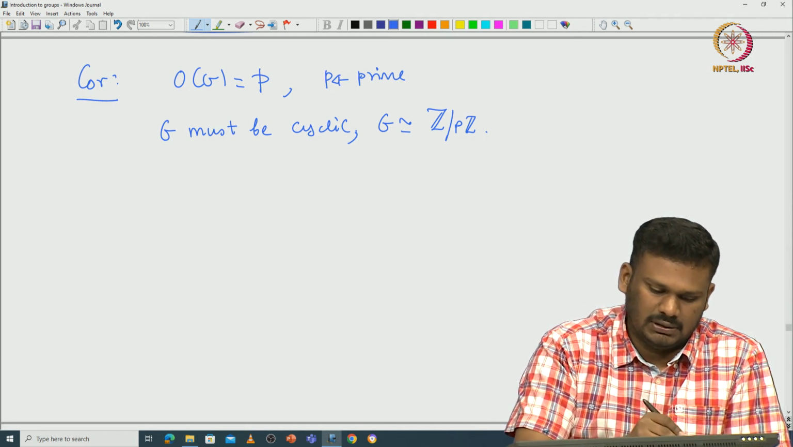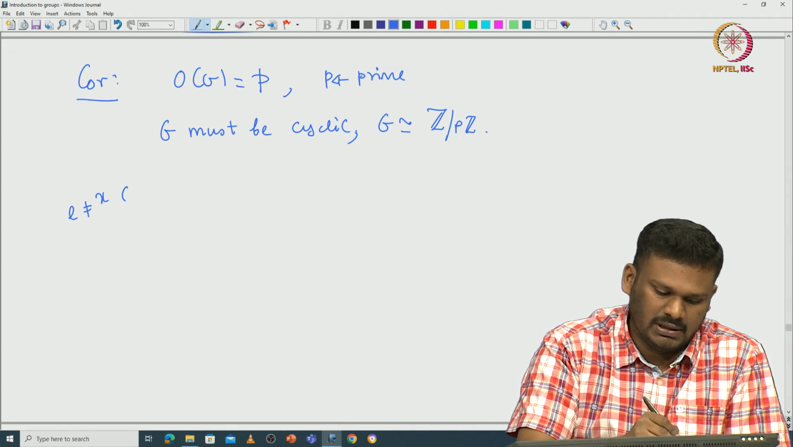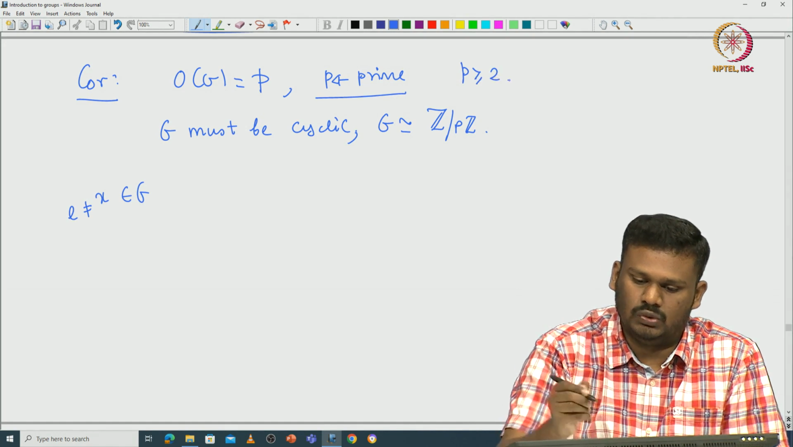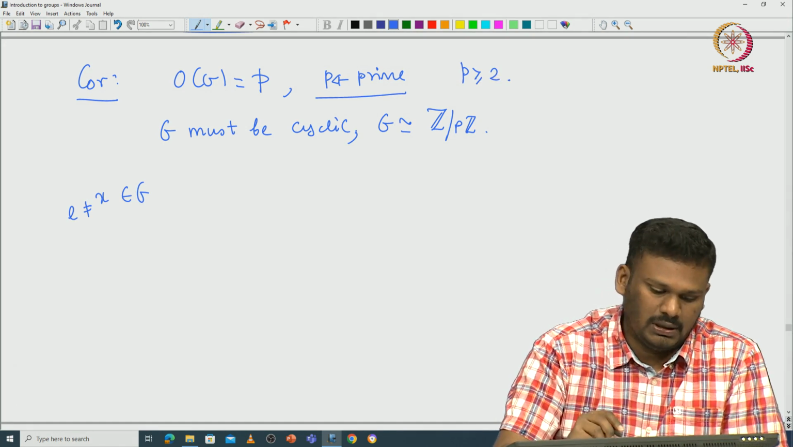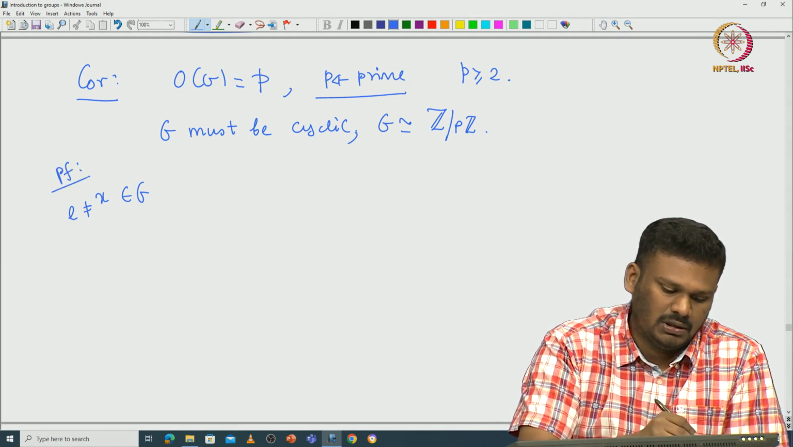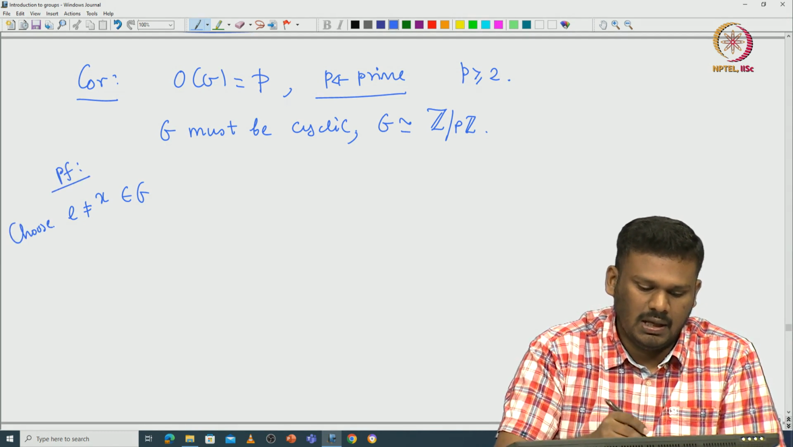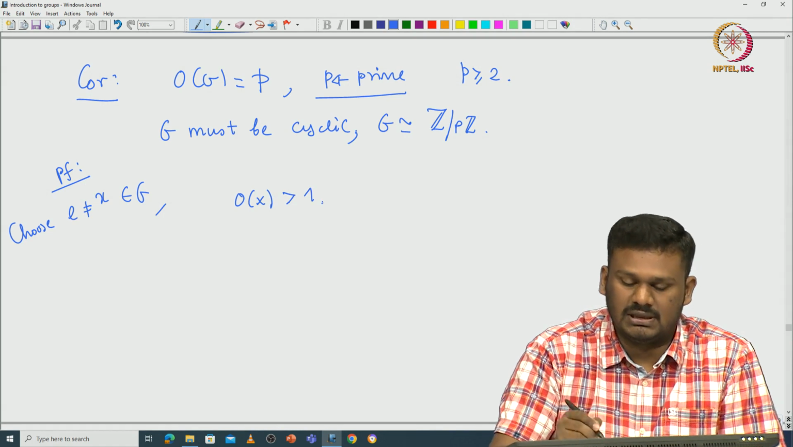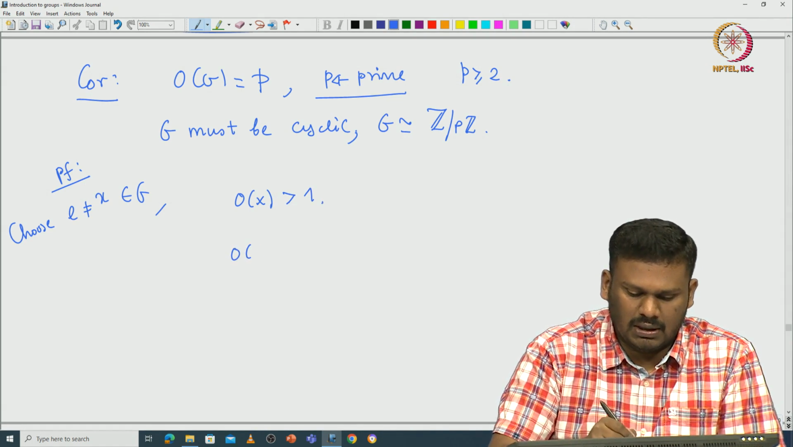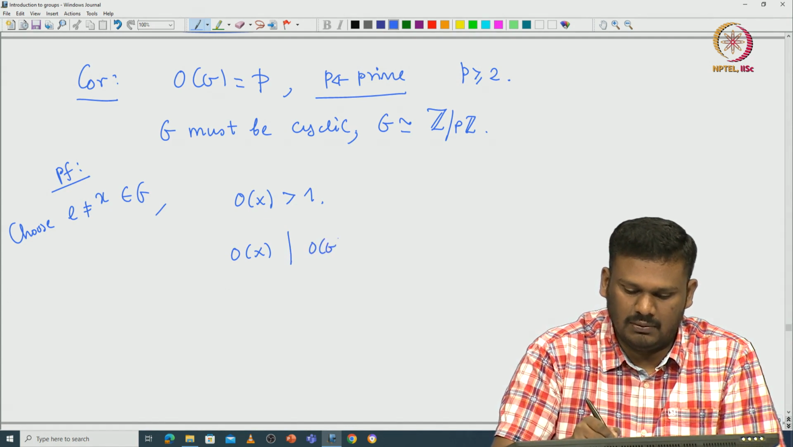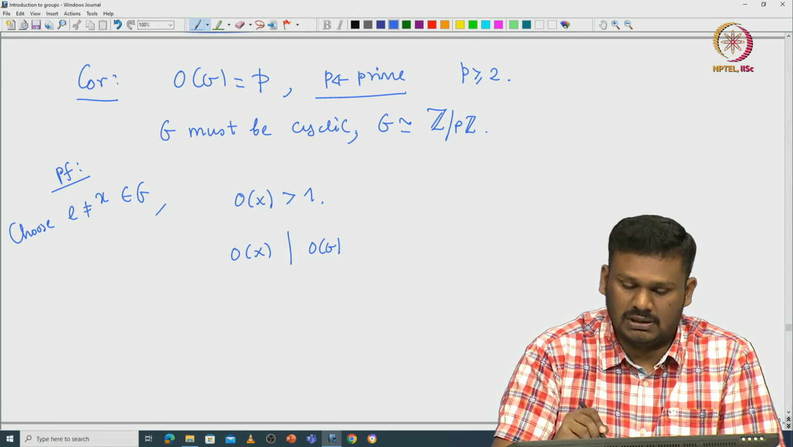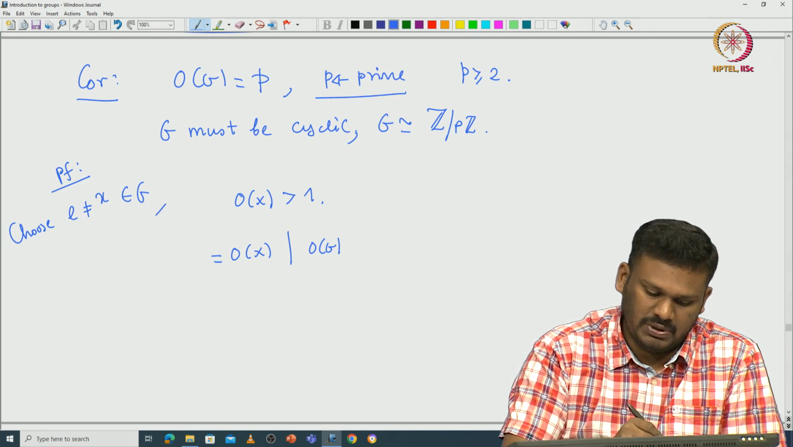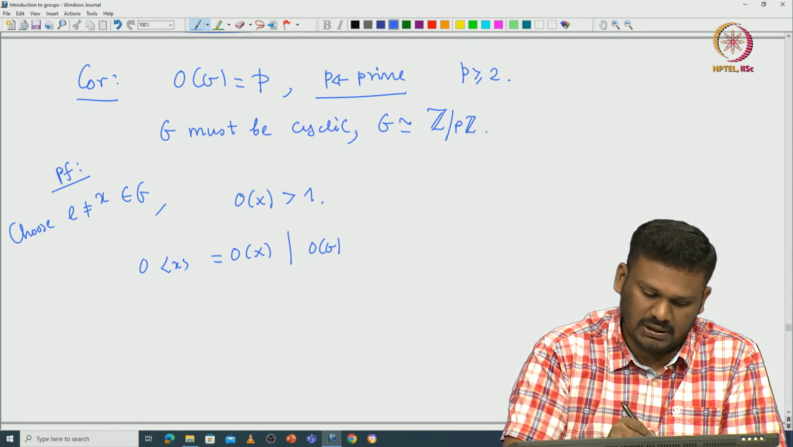Let us start with an element which is a non-identity element inside G. This is possible because we assumed p is prime, so p must be at least 2. So, in particular you should have an element that is different from the identity, and then look at the order of x. The order of x must be greater than 1 because it is not the identity element. Now, the order of x must divide the order of G. That is what Lagrange's theorem says. Why? Because the order of x is the order of the subgroup generated by x, which is something we have already seen.